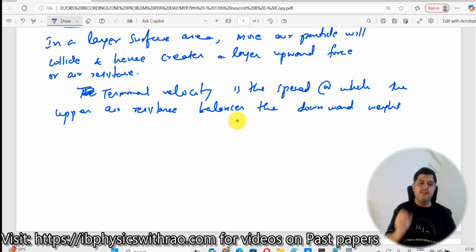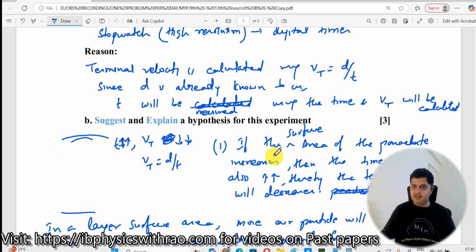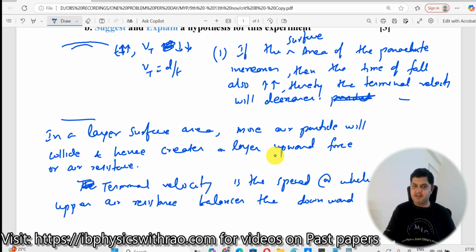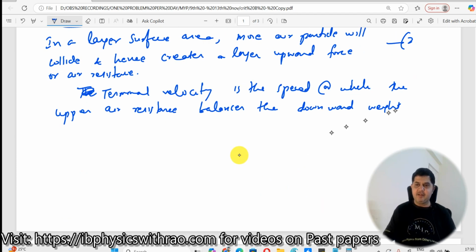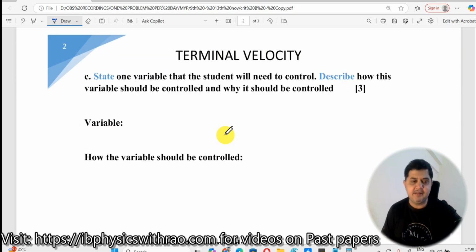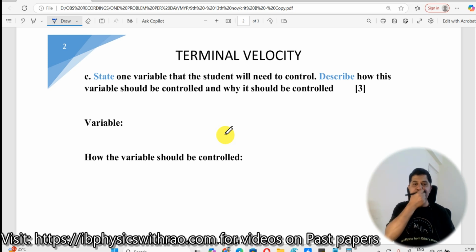So you can stop here. Sufficient for 3 marks. The first one goes for the hypothesis, the second one goes for the reason scientifically, and the third one for your definition, and at the same time going on with the actual experience. Okay. Next, state one variable that the student will need to control. Describe how this variable must be controlled, and why it should be controlled.